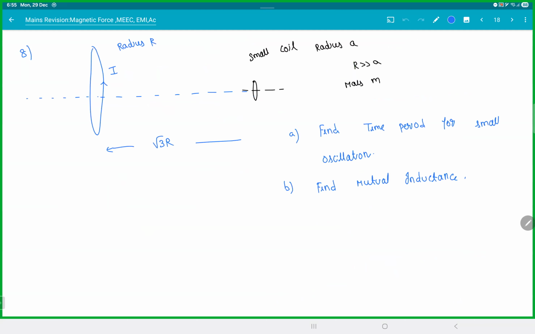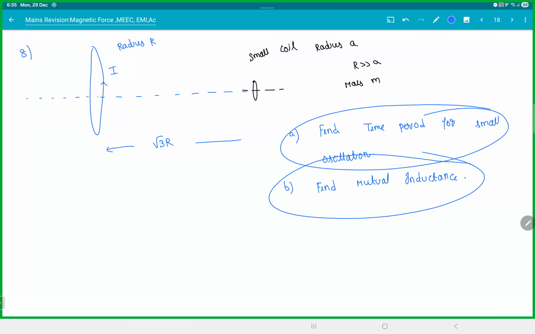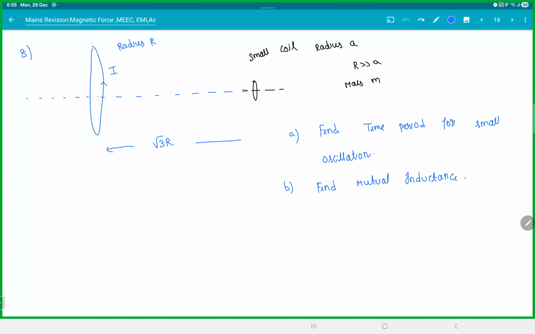Let's get this thing. We have a big ring, we have a small ring, coaxial, distance between them root 3r. Radius of the big ring is much greater than small a. The mass of the small ring is m. Find the time period for small oscillations, find the mutual inductance between them. Hope you guys remember what is mutual inductance.